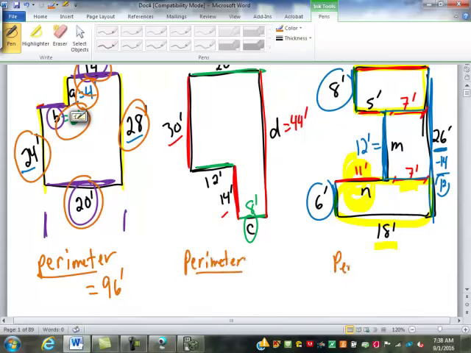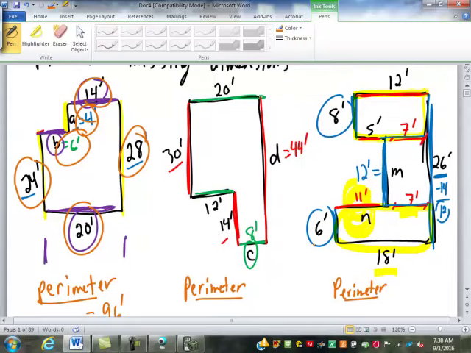So, quickly in your notes, I want you to find the perimeter of each of those two.